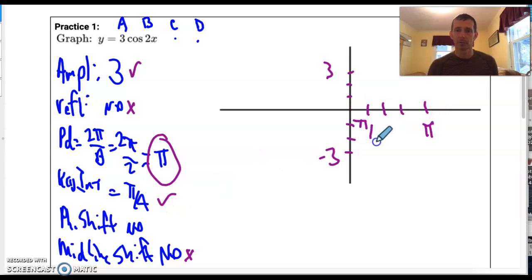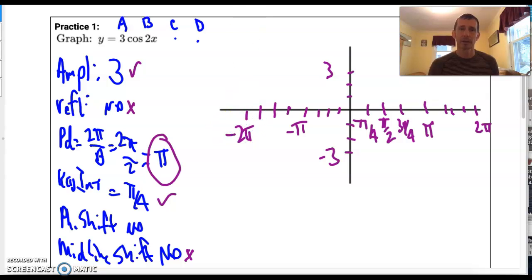So that's pi over 4. Another pi over 4 puts me at pi over 2. Then I'm at 3 pi over 4. And I could do 4 more. They should be even, and they're not. That's too bad on my part. 1, 2, 3, 4 would put me at negative pi. 1, 2, 3, 4 would put me at negative 2 pi. And then I can go with my pattern.